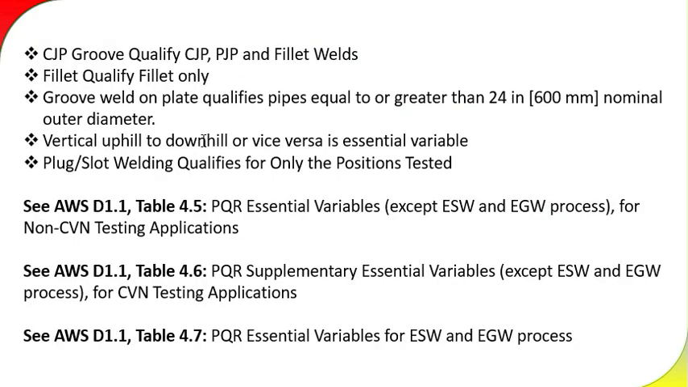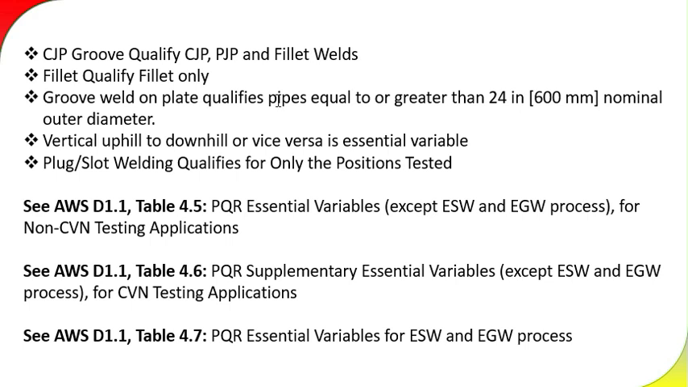Now you see here, CJP, complete joint penetration groove, qualifies complete joint penetration, partial joint penetration and fillet weld. This is clear understanding. CJP groove qualifies CJP, PJP and the fillet welds. Fillet qualifies only fillet, meaning fillet welding. If you qualify somebody in fillet, then he is qualified only for fillet welding.